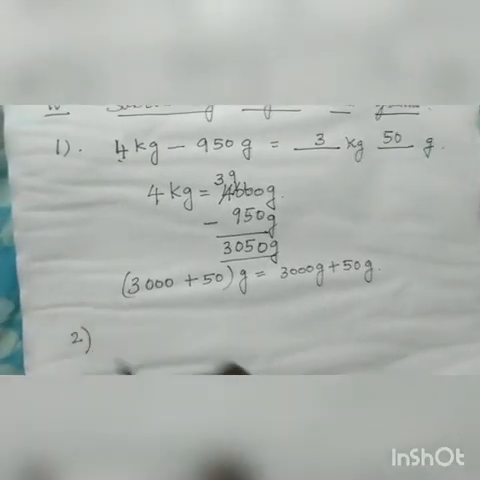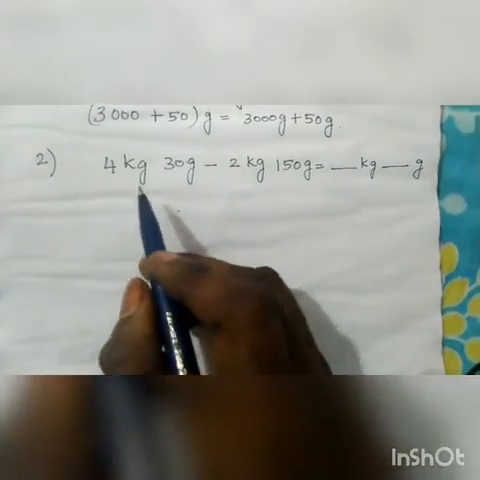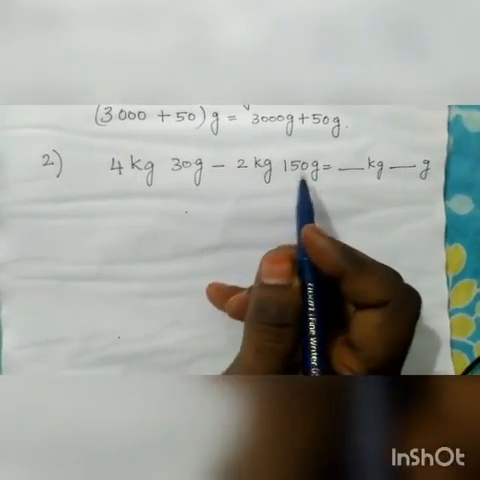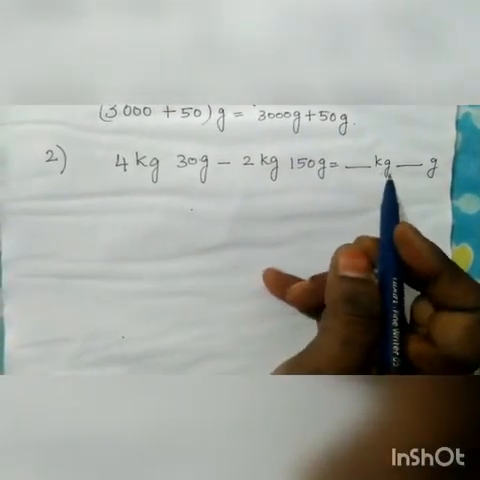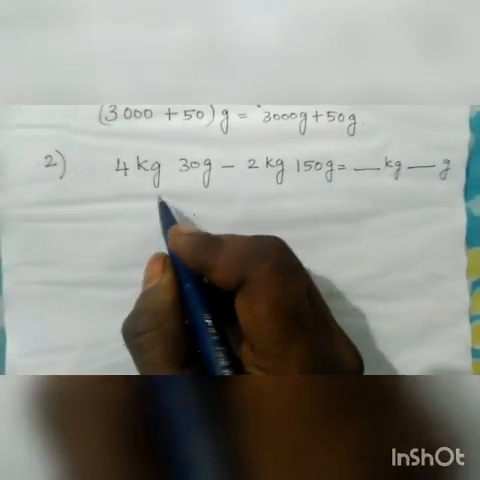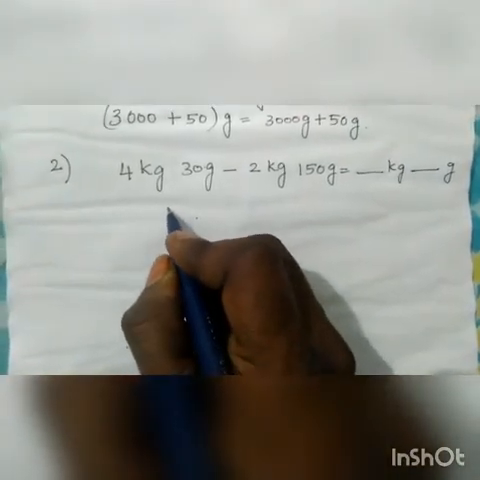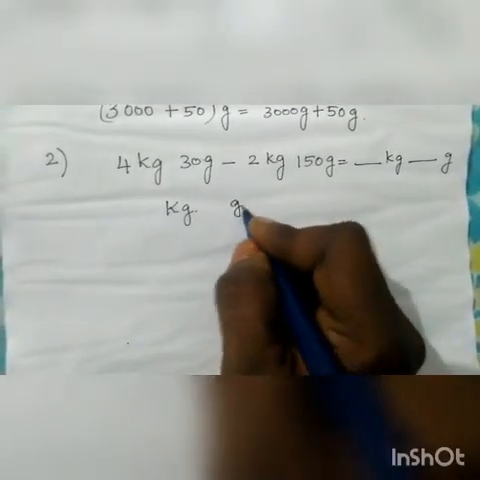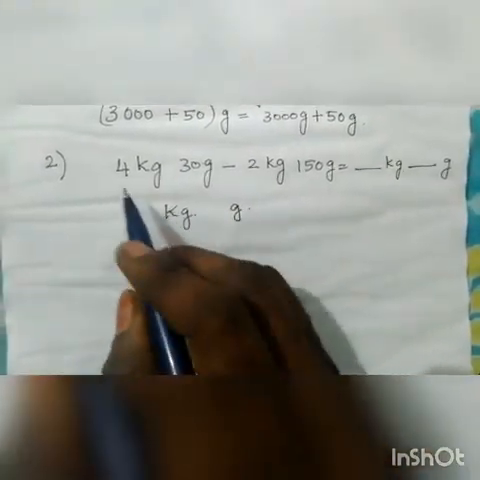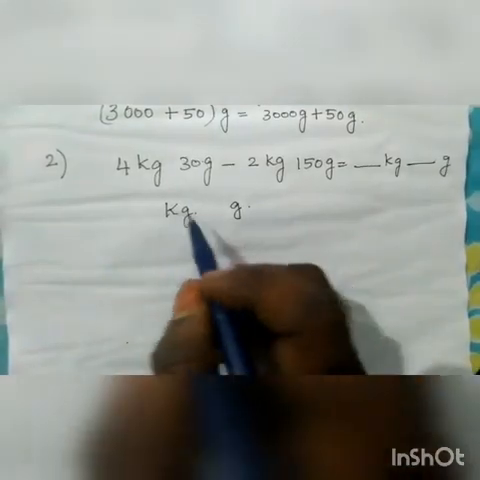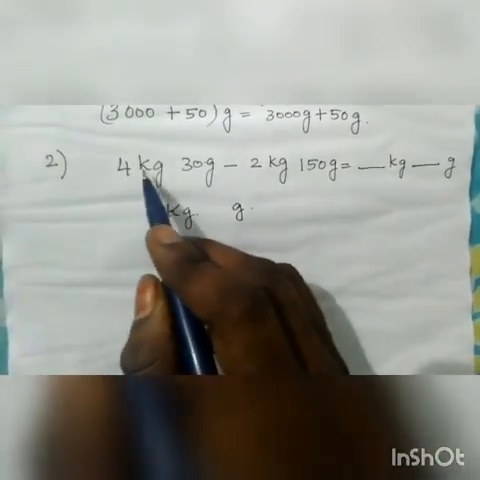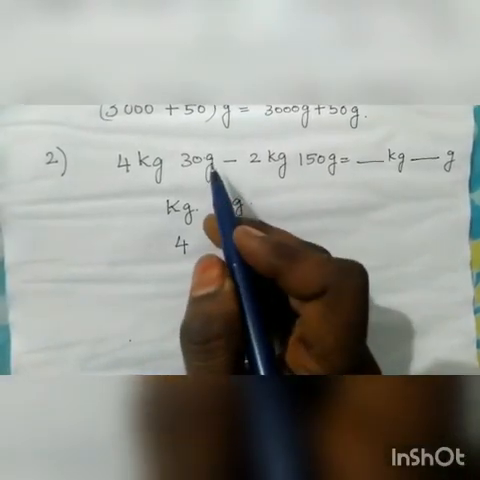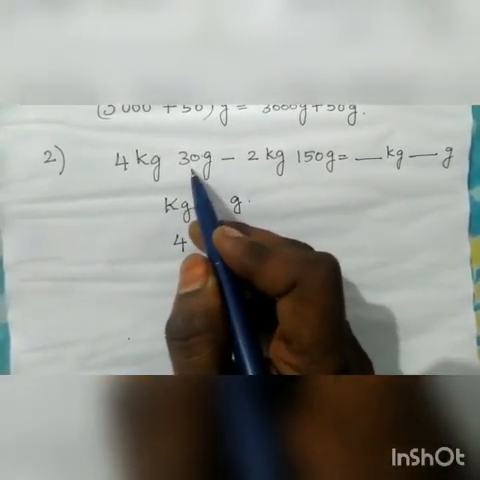And the second problem: 4 kg 30 gram minus 2 kg 150 gram is equal to dash kg and dash gram. As we have done in the addition problem, we have to do the same. Separate kilogram and gram. Now write the values under kilogram and gram. In the first term, near kg 4 is there, so we write 4 as it is. Then near gram only 30 is there.